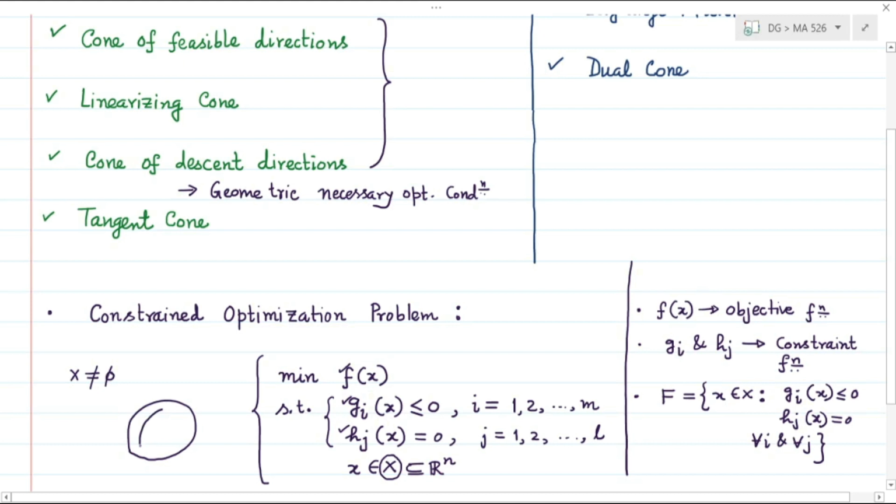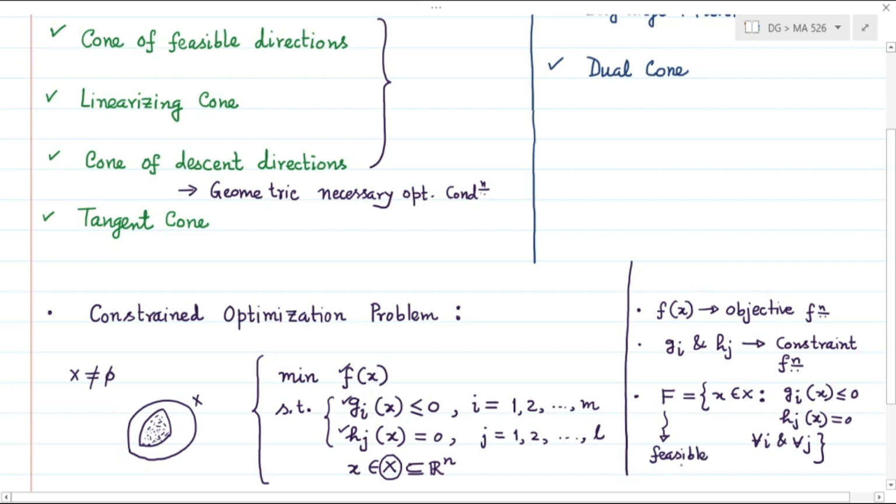Let's suppose this is your G1, this is your G2, and this is your, let's suppose, H1. And let's suppose this is my constraint set. This is my restricted set on which I am to identify a local minimum for the function f(x). And that's why these functions g_i, h_j are called constraint functions. The set of all points small x inside the set capital X such that all the constraints are satisfied, that means the set of all these dotted points, this set is known as the feasible set of the problem.